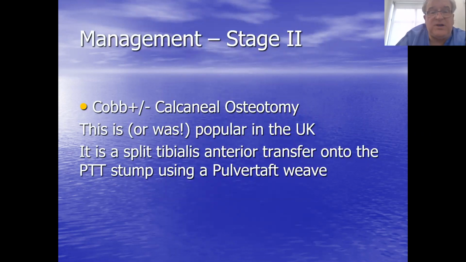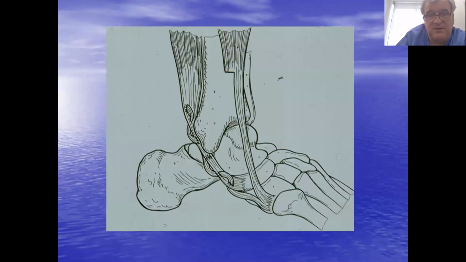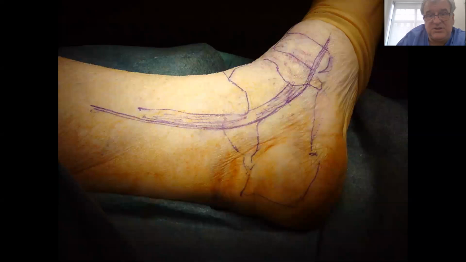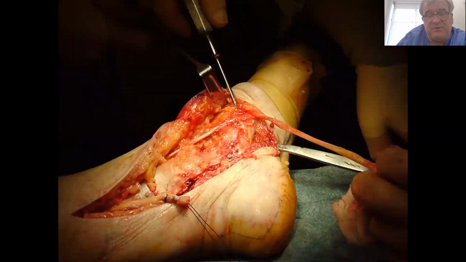This is an old-fashioned operation called the Cobb transfer, which I don't think is done much anymore. I did do a few. I'm just going to show you it because it's a massive dissection. That's the aim of it, to bring half of tibialis anterior through the stump of tibialis posterior. It's good physiologically, but the dissection is massive, and it looks as if a pit bull terrier has been at it, frankly. So I don't think many of the punters do this much anymore.